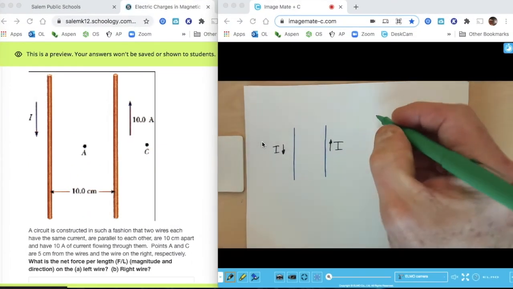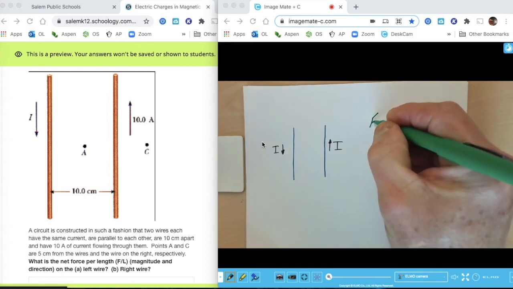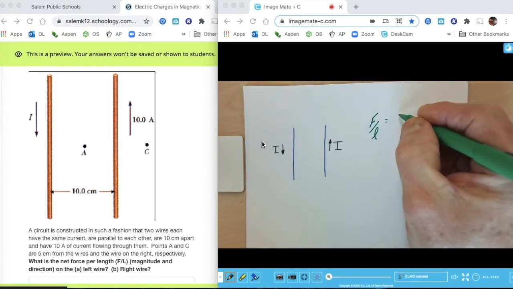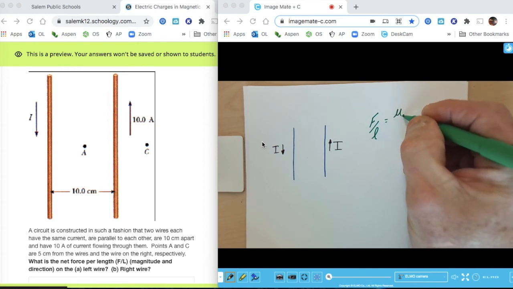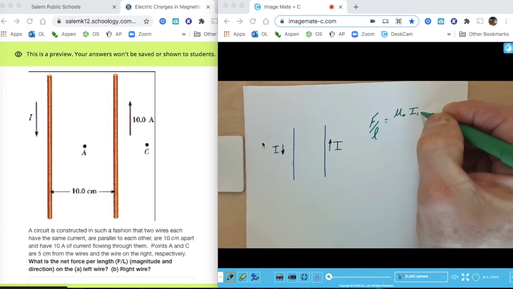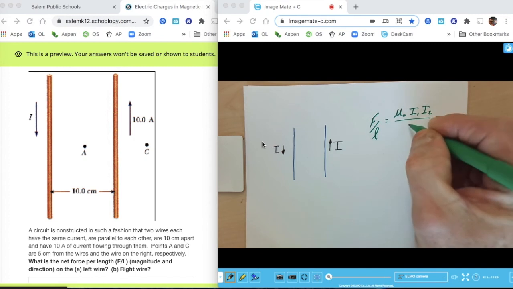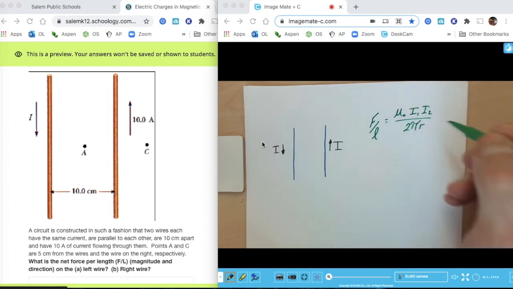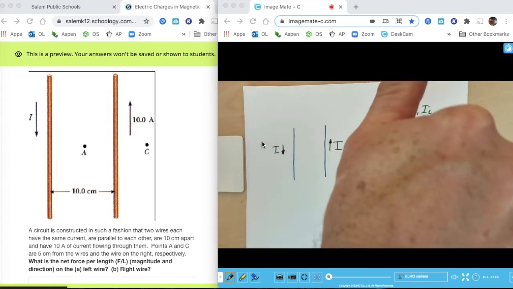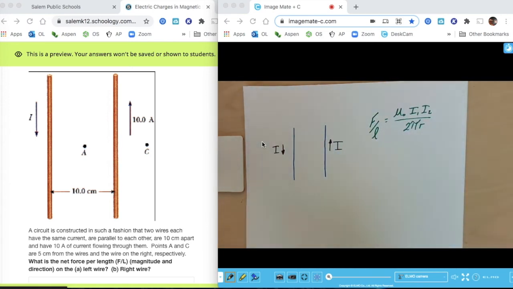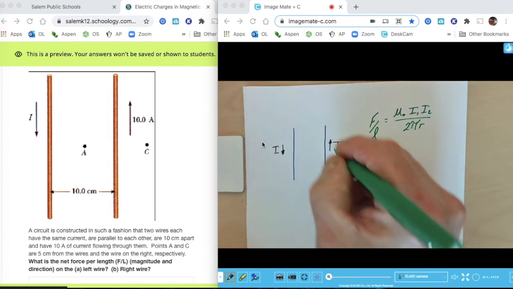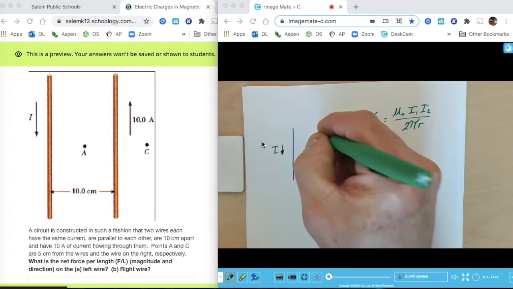Now that we know the force per length is going to be mu naught times current 1 times current 2 over 2 pi r, there's the quantity of the force, but what's the direction? For the direction we employ the right-hand rule, which tells us the direction of the magnetic field around a current-carrying wire. So the wire on the right, the current is up, and wrapped fingers would go into the page on this side, and they would come out of the page on this side.